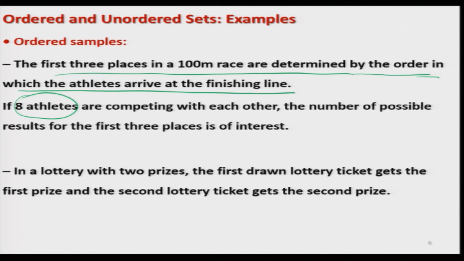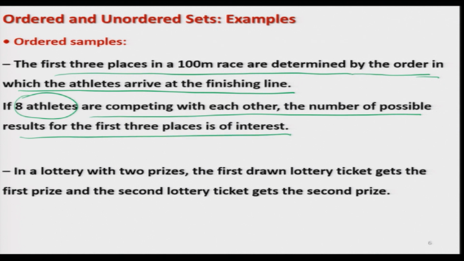Now, you can say here, suppose 8 athletes are competing with each other, participating in the race. Then the total number of possible results for the first 3 places will be of our interest. For example, it is possible that athletes number 1, 2 and 3 come in the first 3 positions, or it is possible that athlete 7, 8 or say 5 come in the first 3 positions, and so on. There can be different ways.